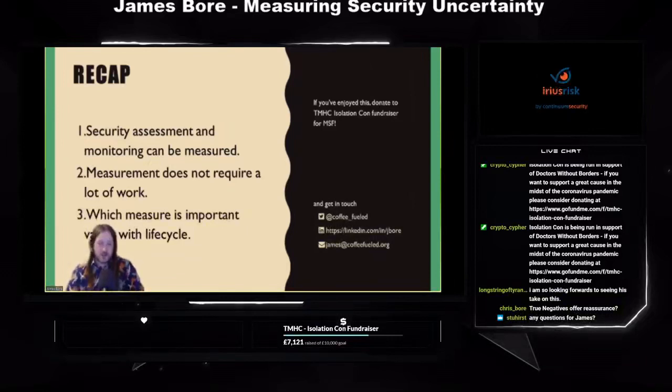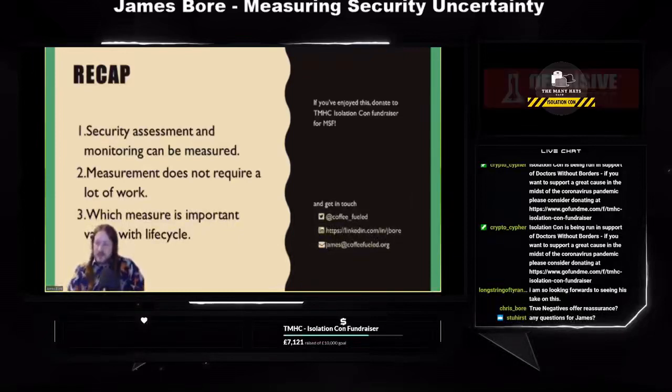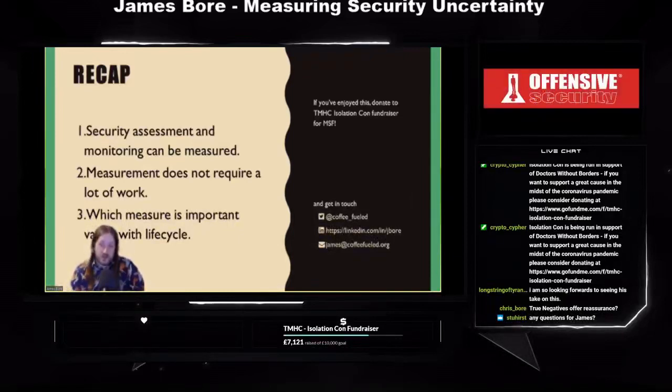And the measurement, other than getting that initial sample, doesn't require a lot of work. It's quite easy. If you've got that sample, if you've run the tests over it, the maths is simple. You can get the numbers out. And once you've got the numbers out, you know which measure is important at each stage of the life cycle. You're going to be using different tools at different stages anyway.